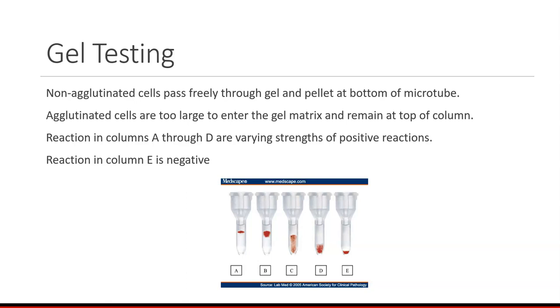Again, the agglutinated cells are too large to enter the gel matrix, and in a very, very strong reaction, they will remain agglutinated at the top because they cannot pass through the gel matrix. So in this example, you have reactions in columns A through D, and these are the varying strengths of positive reactions. The reaction in column E is negative, and you have a 4+, a 3+, a 2+, and a 1+.